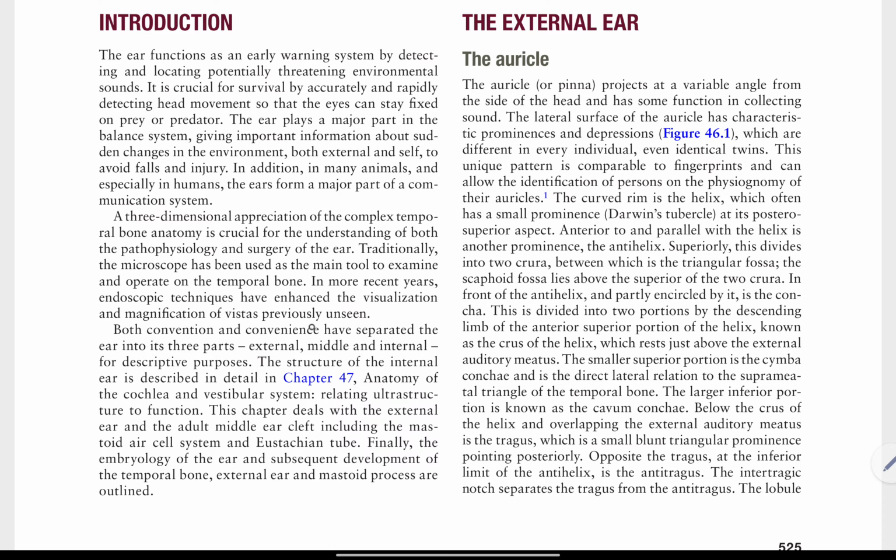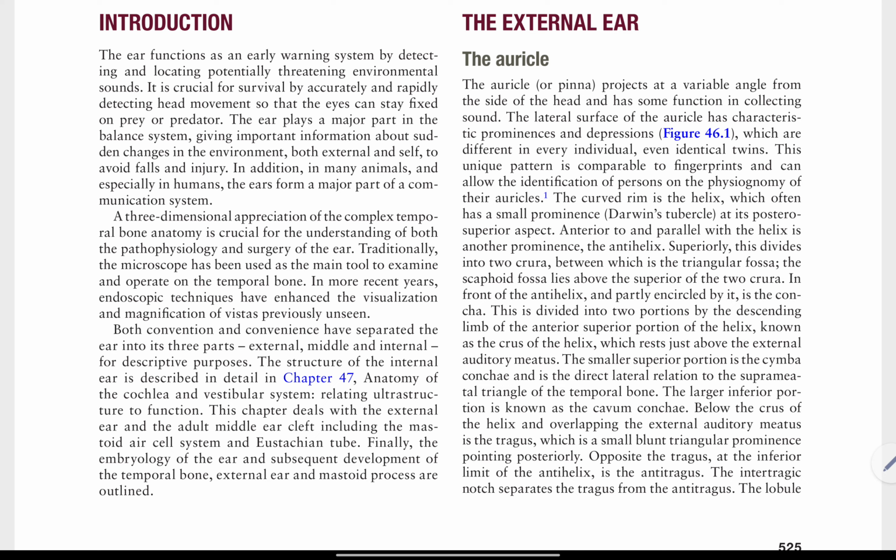Both convention and convenience have separated the ear into three parts: external, middle, and internal, for descriptive purposes. The structure of the internal ear is described in detail in Chapter 47, Anatomy of the Cochlear and Vestibular System, relating ultrastructure to function. This chapter deals with the external ear and the adult middle ear cleft, including the mastoid cell system and Eustachian tube. Finally, the embryology of the ear and subsequent development of the temporal bone, external ear, and mastoid process are outlined.